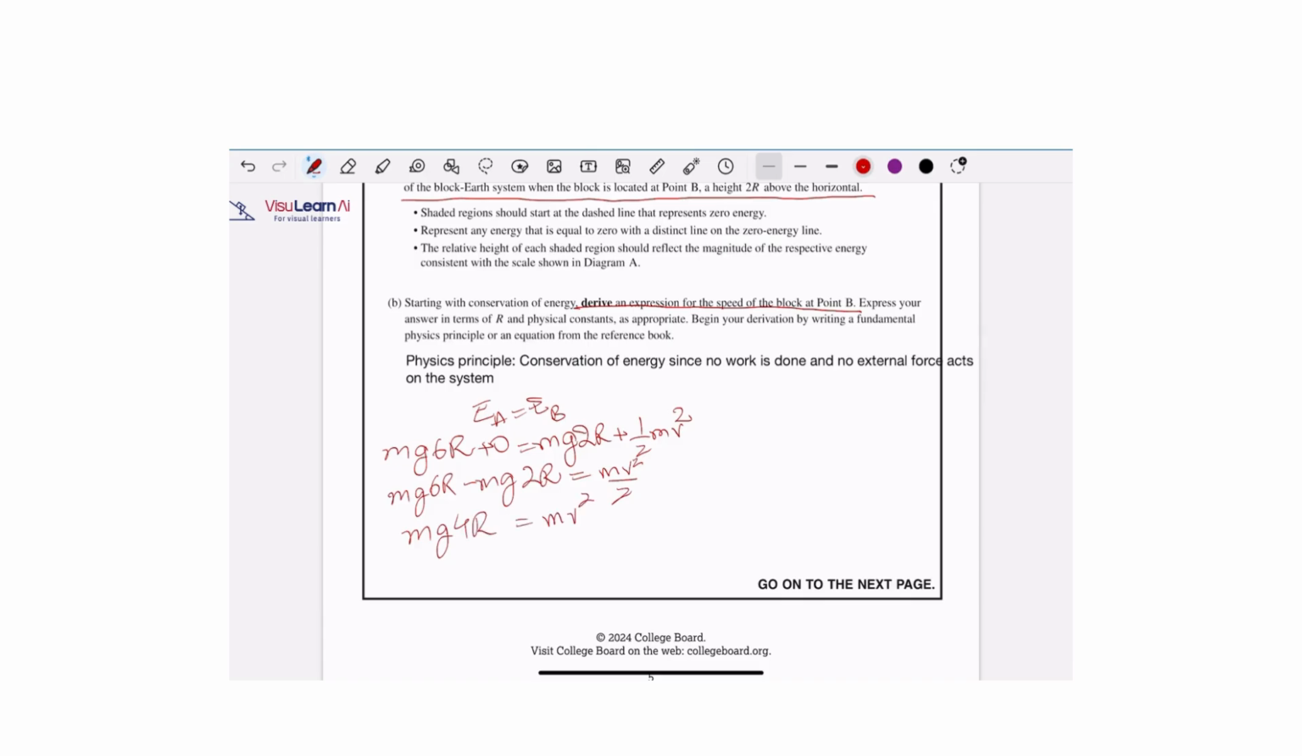So the masses will just cancel out and add the 2 there, and then v squared becomes 8 times gr, or we can also write it in terms of v: v equal to the square root of 8 times gr. So that solves that. That will give us the value of v.